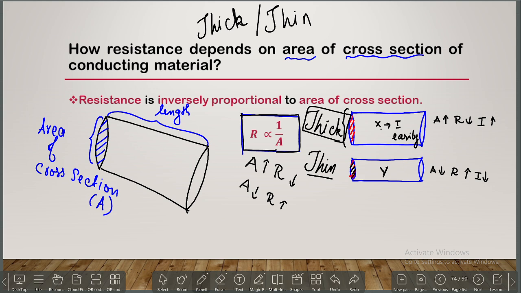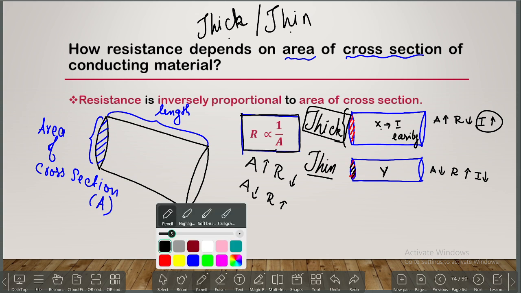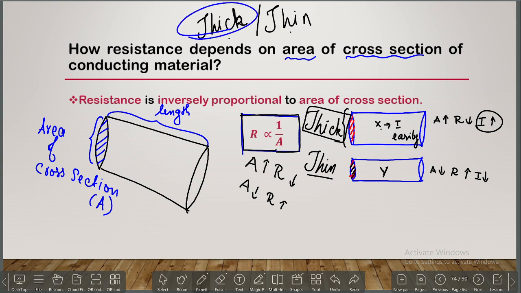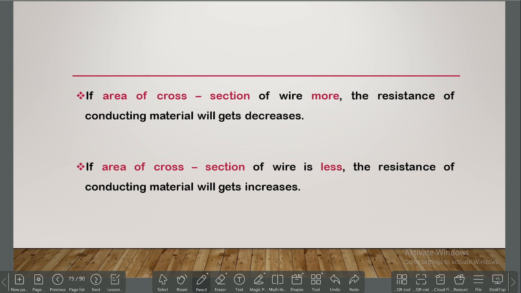So the relation is there: through which wire can the current flow easily, either through a thick or a thin? The current can flow easily through a thick wire. Reason: area of cross section is high, resistance will be low, current flow can happen easily. Next, the relation is given here. If area is high, resistance will be low. If area is low, resistance will be high.